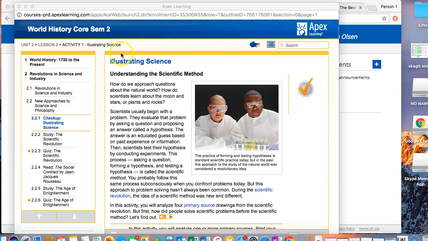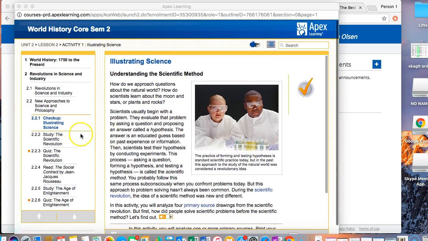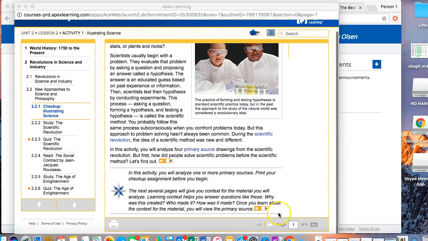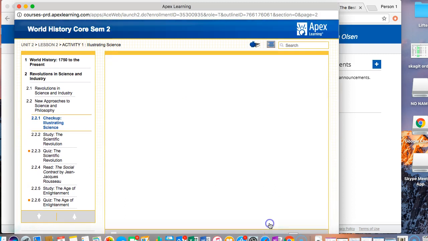So here on this page, I have pulled up the first source analysis, or the source that you're going to be using for the source analysis on this screen right here. So 2.2.1, Illustrating Science. It is always a good idea to read this information because it gives you context. It helps you to understand who wrote it, why they wrote it, and what was going on in the world when they created it. Okay, so we have to go to the second page.